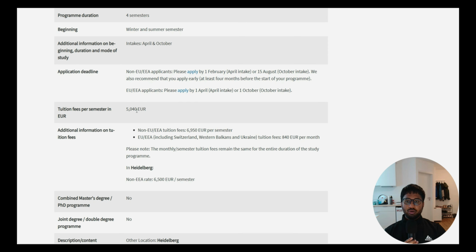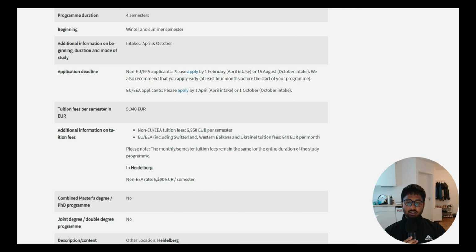And tuition fees, as I told you, it is 5,000 euros, around 5,040 is the exact number, every year you have to pay. And additional information on tuition fees: non-EU tuition fees is 6,950 per semester. This is the exact number. Then EU applicants is 840 euros per month. And please note the monthly semester tuition fee remains the same for the entire duration of the study program.